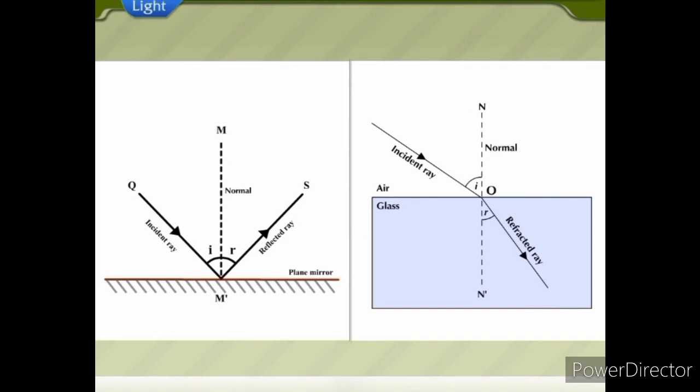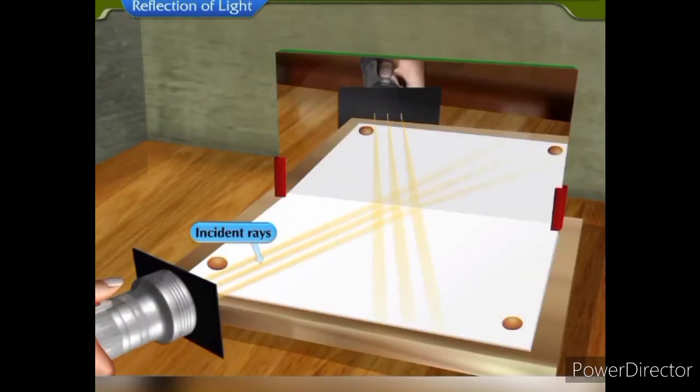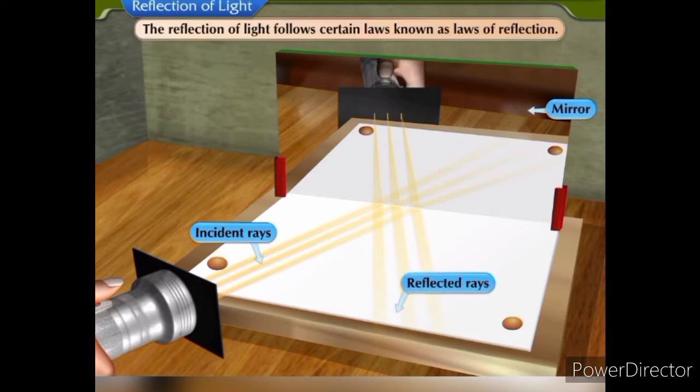Let us study some of the optical phenomena occurring in nature by understanding the reflection and refraction of light using the straight line propagation of light. Reflection of light. When the rays of light fall on a polished surface, such as a mirror, they are reflected. The reflection of light follows certain laws, known as laws of reflection.